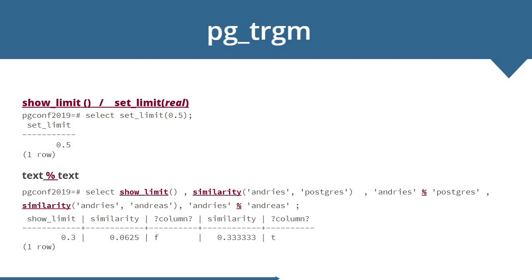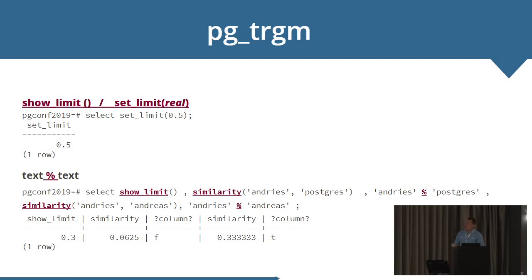So, if you want to be a bit more strict in your queries with the percentage operator, then you can raise that as well. This can also be set per session. The default is 0.3, but in your session you can set it to 0.67 or whatever. And when your session is done, the next session is automatically at 0.3.